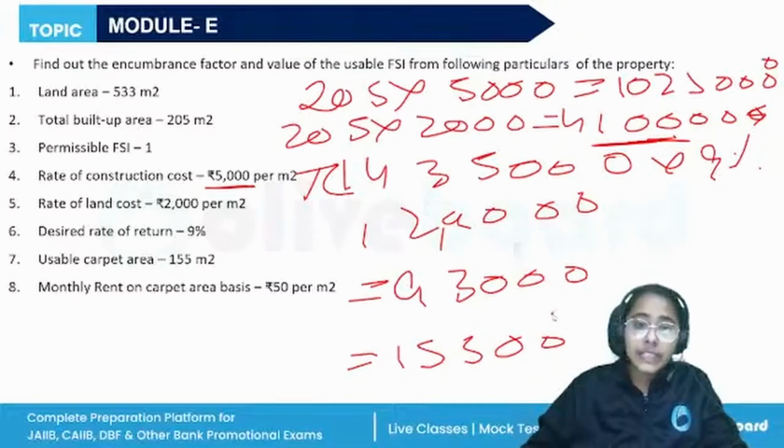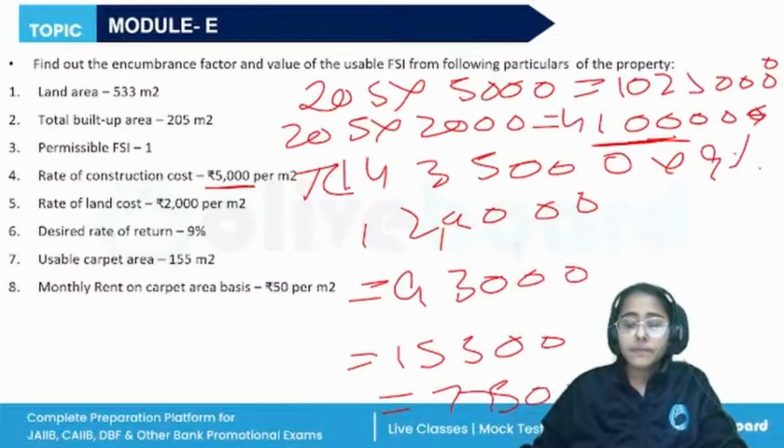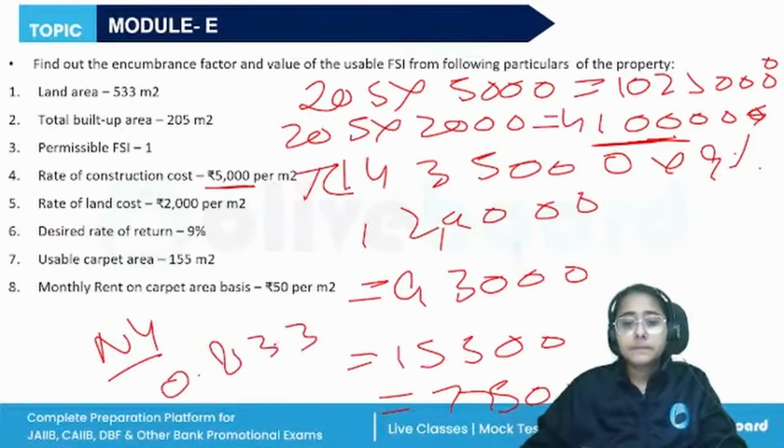Then the net annual yield can also be calculated. It will be 77,500. And finally, how do we calculate the encumbrance factor? We will divide the net annual yield by the estimated yield. So 77,500 divided by 93,000 will give us 0.833. All right, so this is how we will calculate the encumbrance factor.